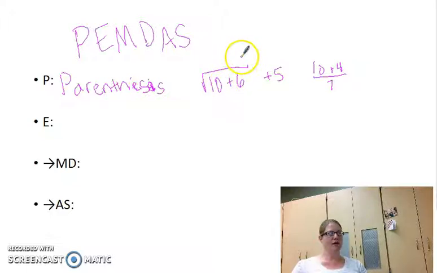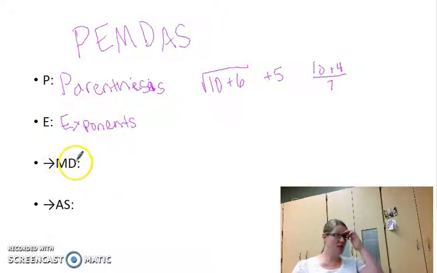So the first thing we do is anything inside a grouping symbol. The second thing, this E here, stands for exponents. So once I've evaluated anything that's in those grouping symbols, I'm going to move on to any exponents that are in my expression or my equation. Once I've evaluated the exponents, I'm going to move on to multiplication and division. You'll notice here on my chart that multiplication and division are on the same line. And that is because one does not take precedence over the other.